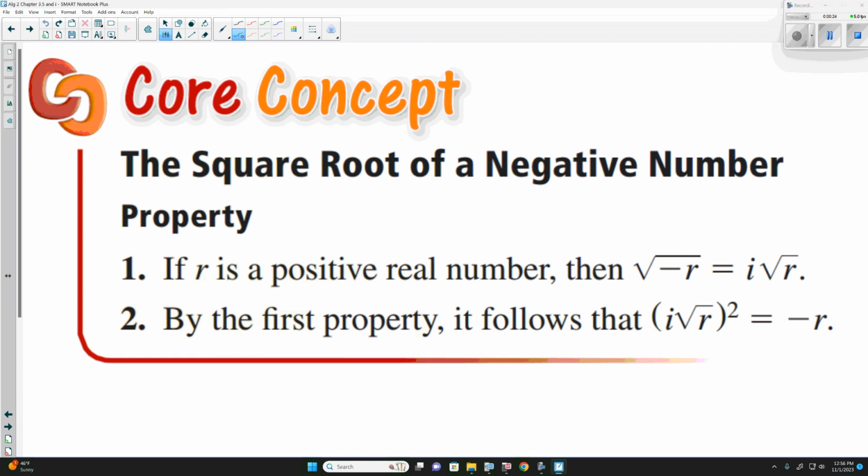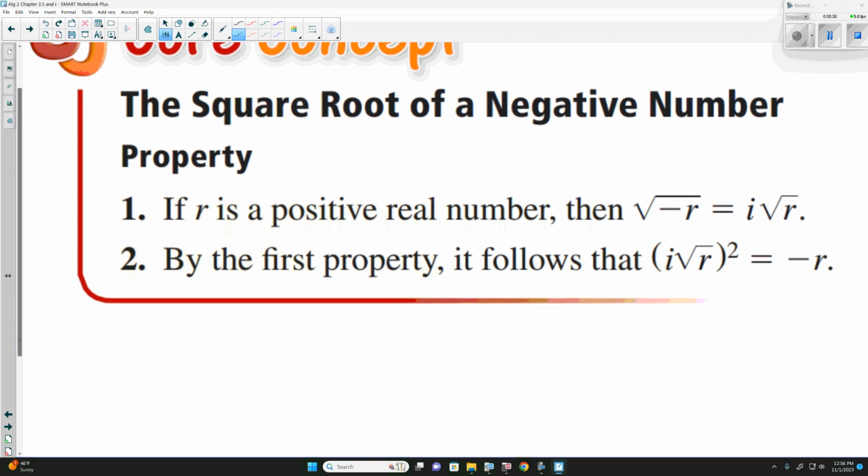So, first thing we're looking at is the square root of a negative number property. Now, this is pretty straightforward. I would have one of each. Well, actually, for this here, we really don't need the graphing calculator because we needed it for I, but for the most part, we can.